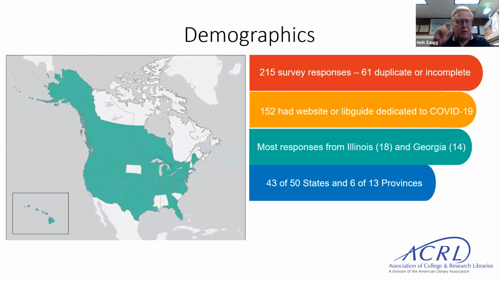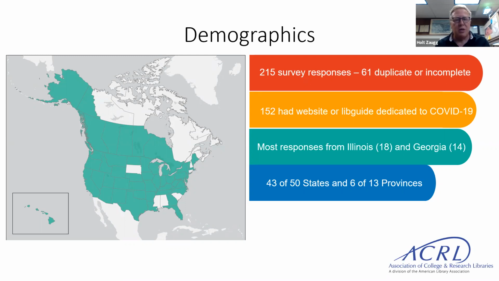So some of the demographics you can see with the map. The green indicates all of the states and provinces that responded to the survey. There were 43 of 50 states and 6 of the 13 provinces and territories in Canada who responded to the survey. This included 215 survey responses, 61 of which were duplicate or incomplete. The duplicate responses were eliminated. The incomplete responses we used as much as possible.